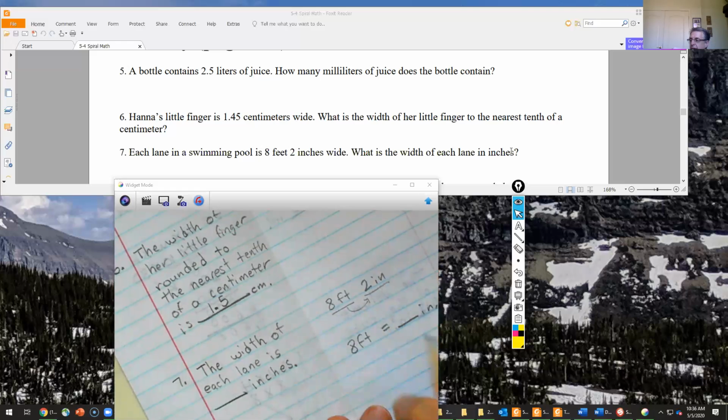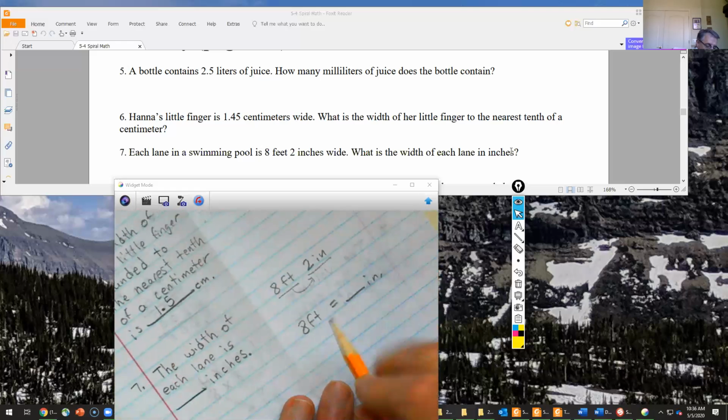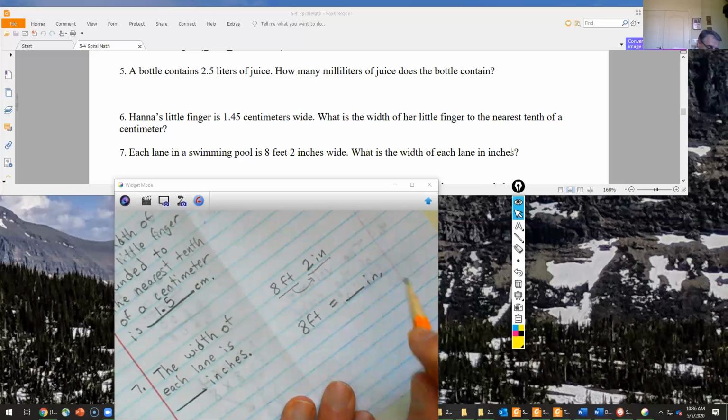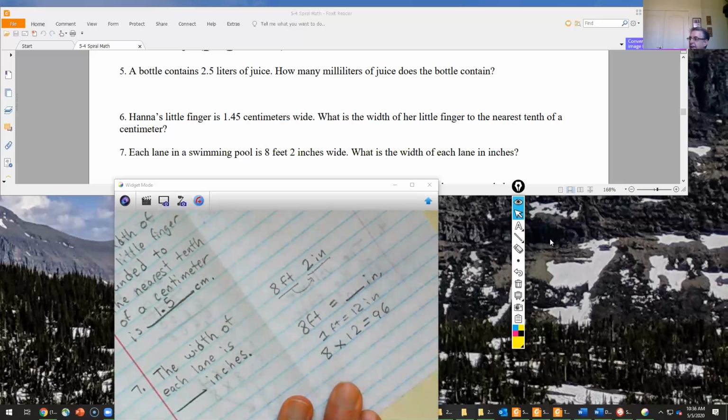Well, I do know that when I go from a bigger unit of measurement to a smaller unit of measurement, I'm going to be multiplying. And I'm going to be multiplying by the number of inches in 1 foot. I know that 1 foot equals 12 inches. So what I'll do is I'll multiply my 8 feet by 12 inches. That's going to get me 96 inches that are in 8 feet.